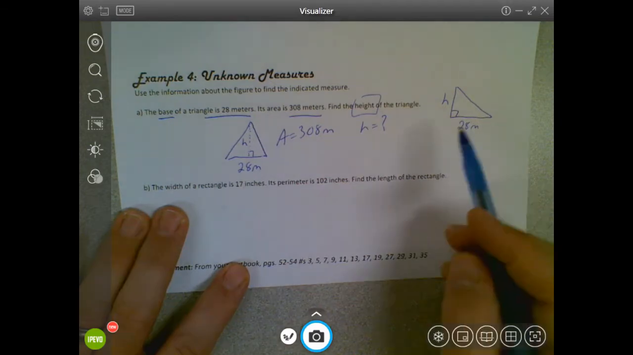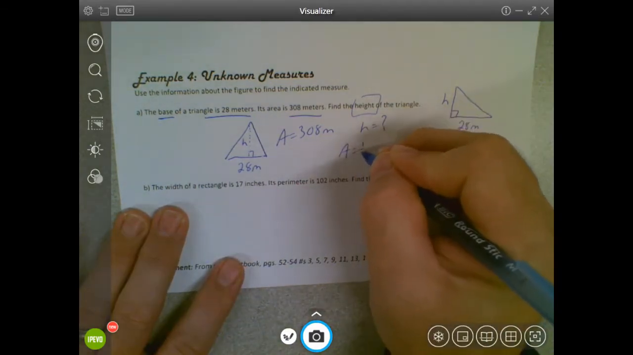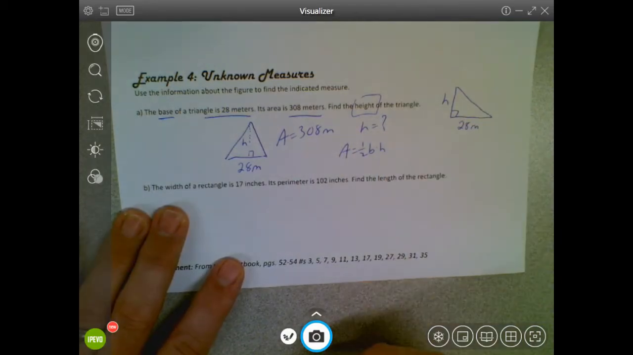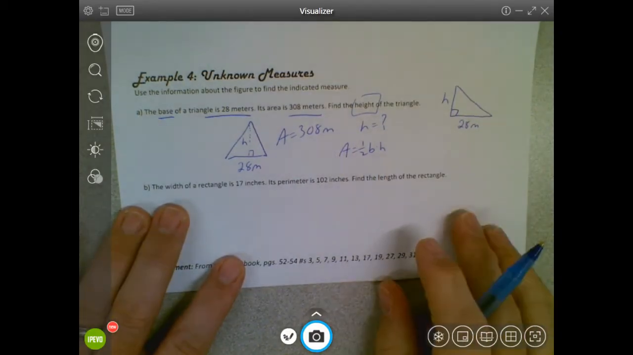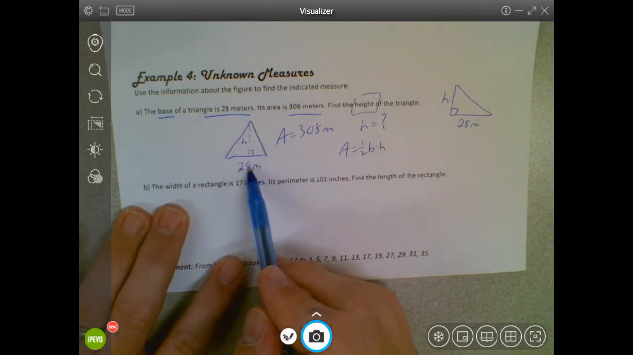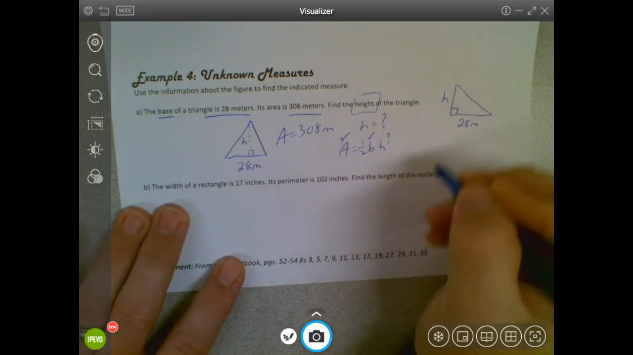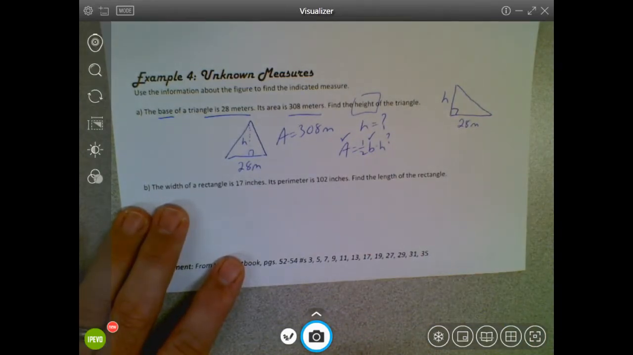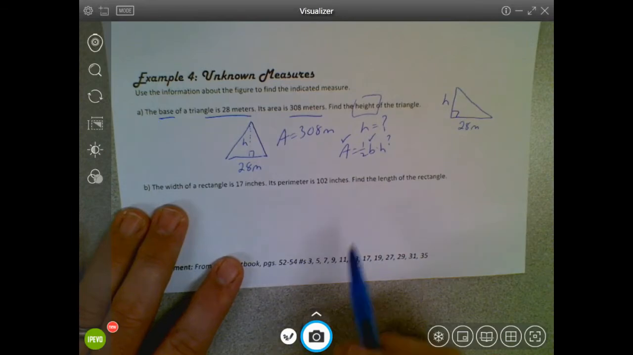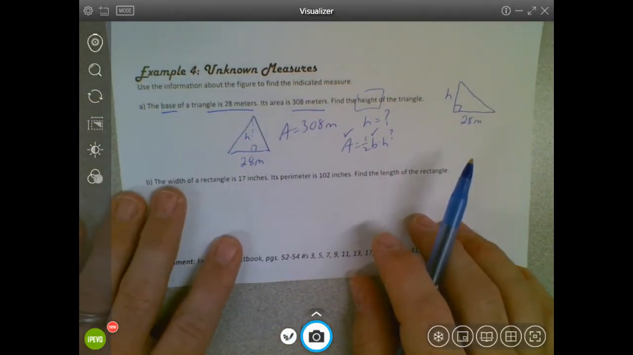So in both cases, we do know how to find area of a triangle, hopefully. Area of a triangle is 1/2 the base times the height. And the reason why this is sort of a good one to practice is because they're not giving us the base and the height and saying find area. They're actually giving us the area and the base and saying find height. The good news is the formula doesn't change, so we can keep using the same formula. It's just a matter of manipulating it in a way that makes it easier to solve.